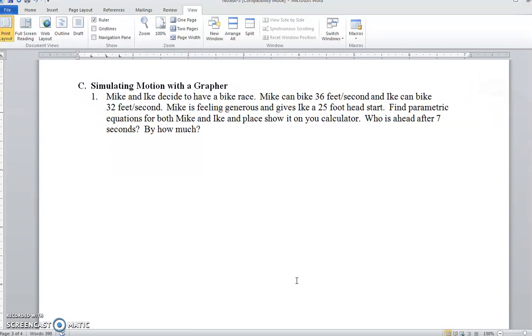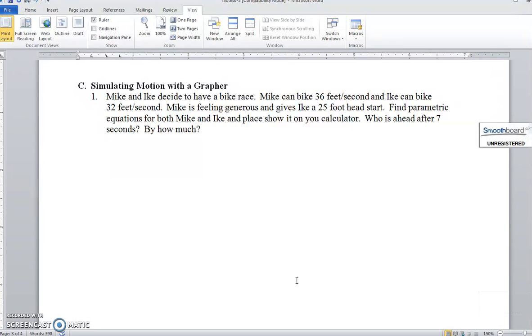Mike can bike 36 feet per second. Ike can bike 32 feet per second. Mike knows he's faster. He's going to give Ike a 25-foot head start. We want to come up with parametric equations and then actually show this on your calculator. We want to actually be able to view the race and then see who's ahead after 7 seconds and by how much. So lots of stuff going on here.